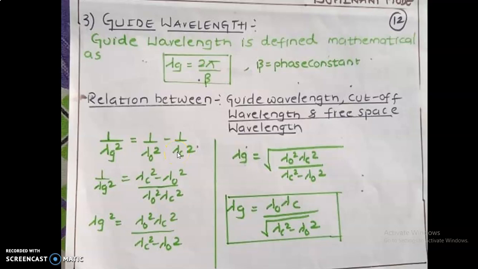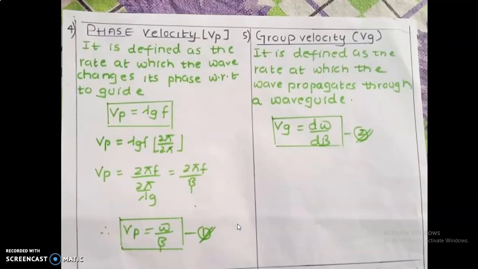So you try to observe the three terms. One is guide, one is free space, another is cutoff. So you got this relationship. From here you try to find lambda g, which is the simplest part of this derivation. So we got lambda g in terms of lambda naught and lambda c.